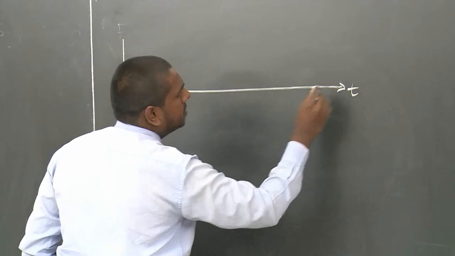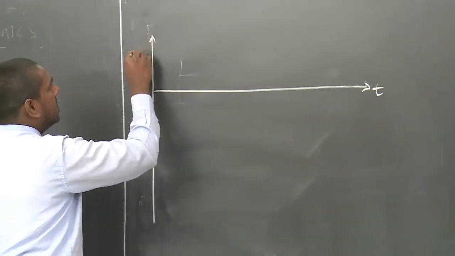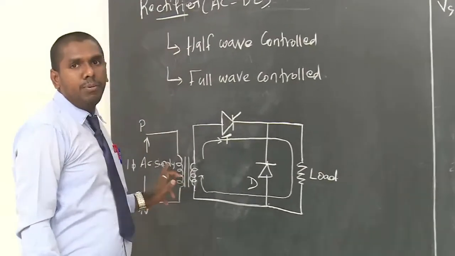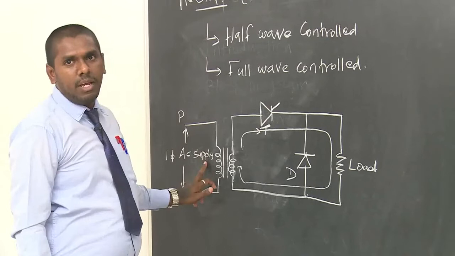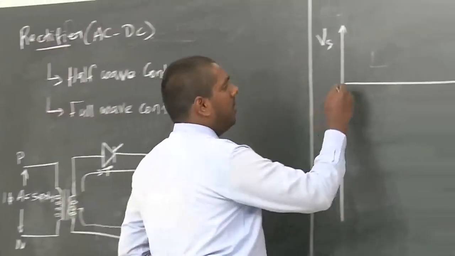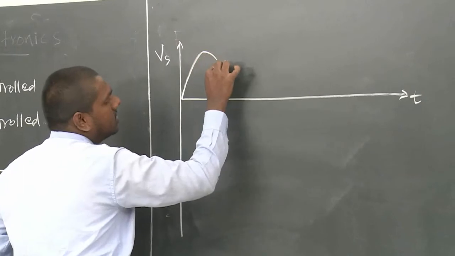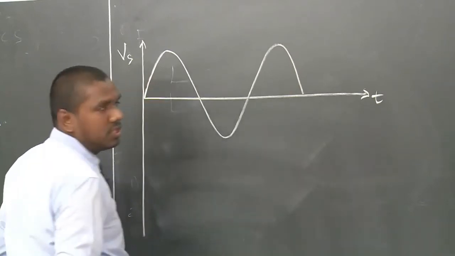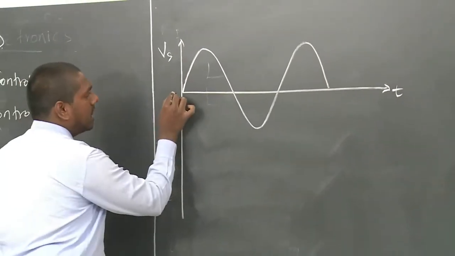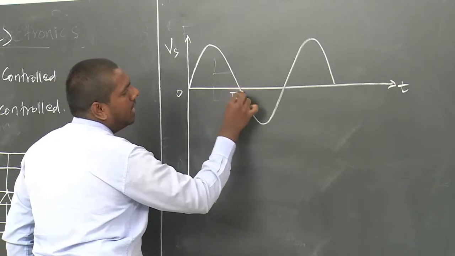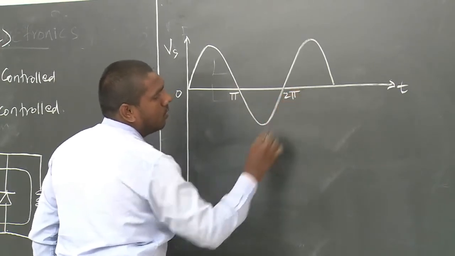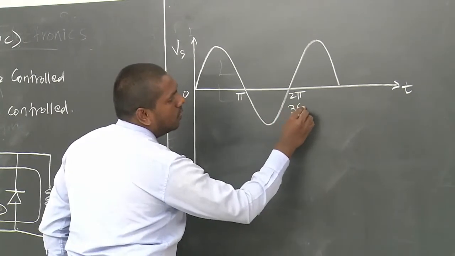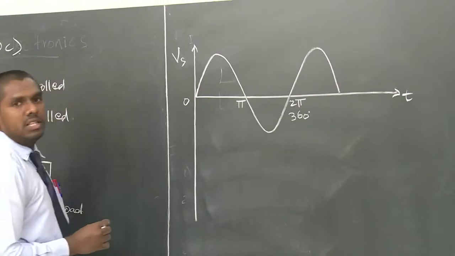You can draw with respect to time. This is the input Vs, so Vs is your input signal. The input signal is an AC supply, so the AC supply waveform will be a sinusoidal waveform. The sinusoidal waveform has positive and negative halves. It starts from 0, then pi and 2 pi. One full cycle ends at 2 pi, that is 360 degrees.